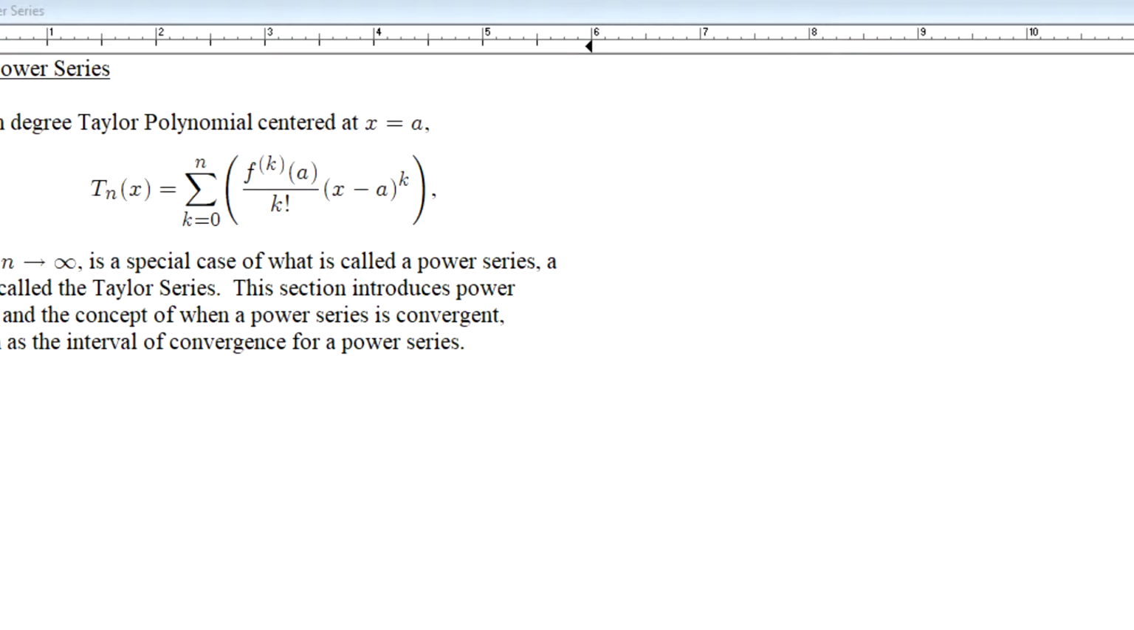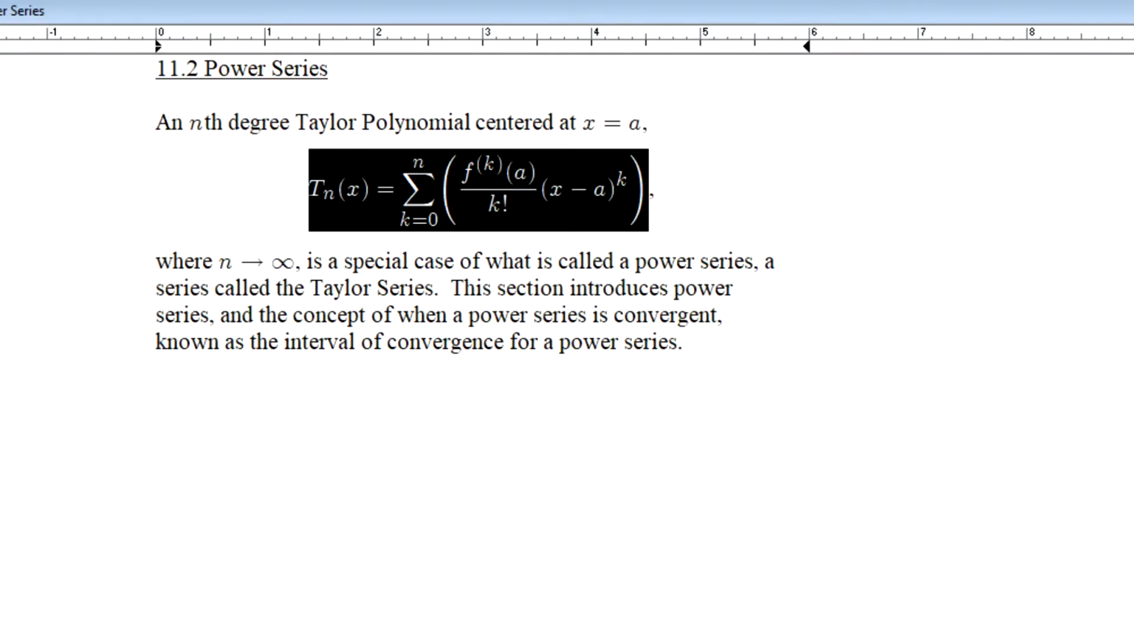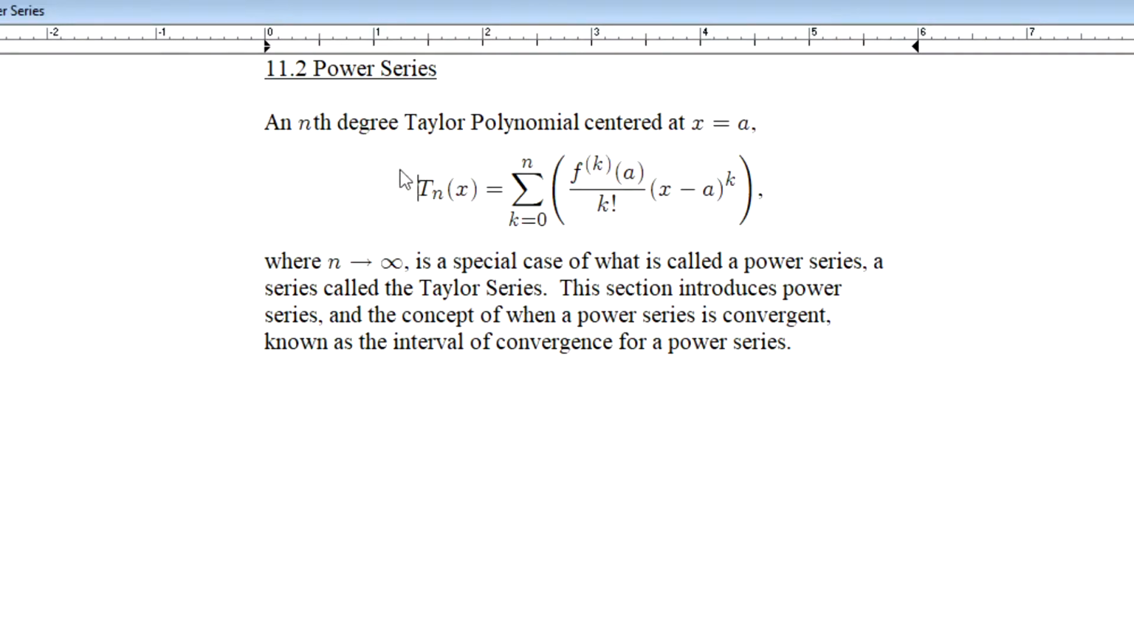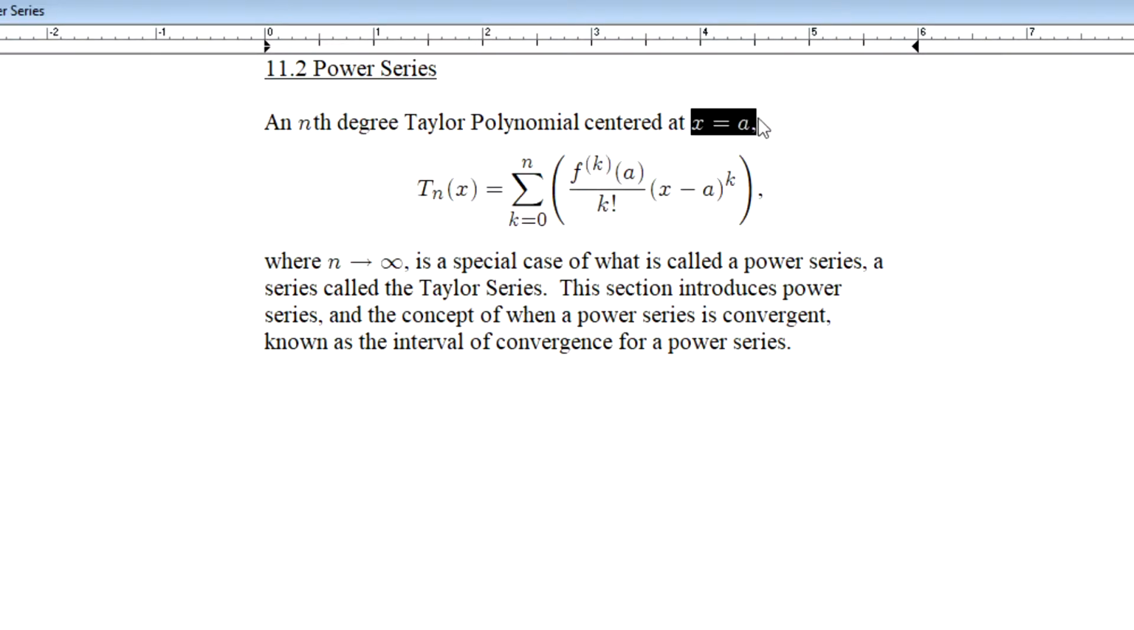If we just take note, what brings us here is our study of the nth degree Taylor polynomial, right? If we recall from the previous section, the nth degree Taylor polynomial is given by this value here. And let me bring this over. I didn't realize we were so out of screen. All right, here's our nth degree Taylor polynomial, right? Centered at this value of x equal to a, right?